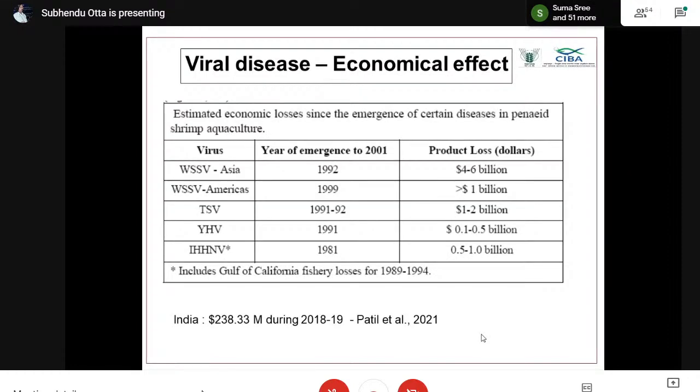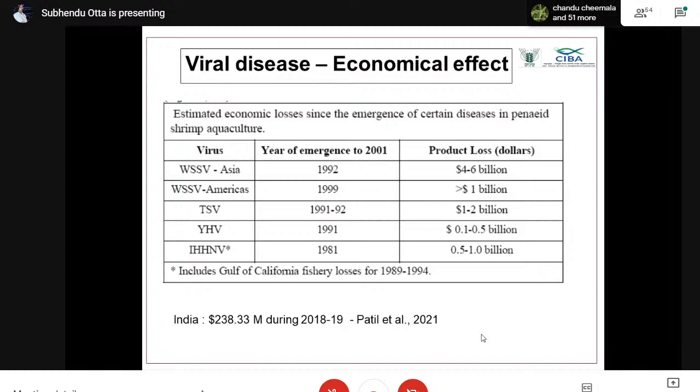So why are virus diseases so important? Because they are highly virulent, they can cause severe mortality, and they bring severe economic loss. So if you see the older reports under white spot virus, TSV, YHV, or IHHNV.